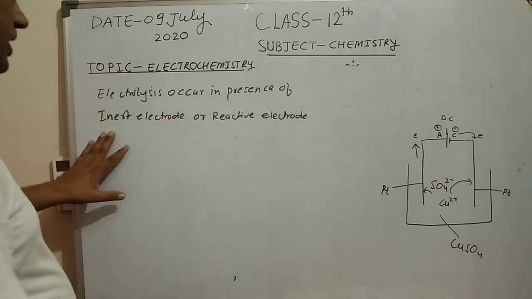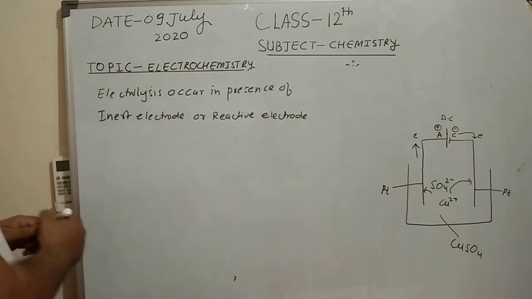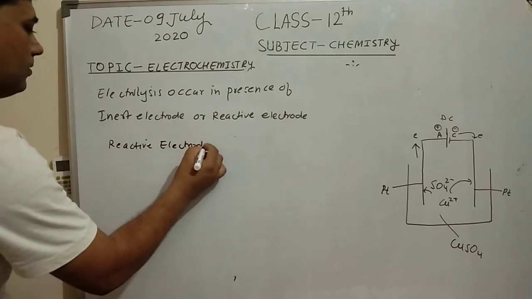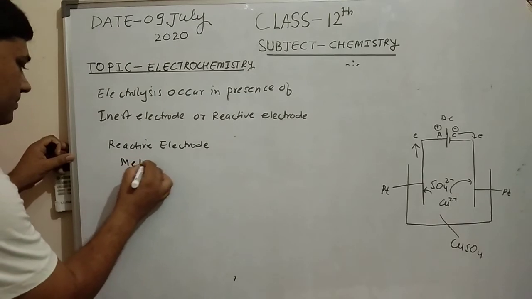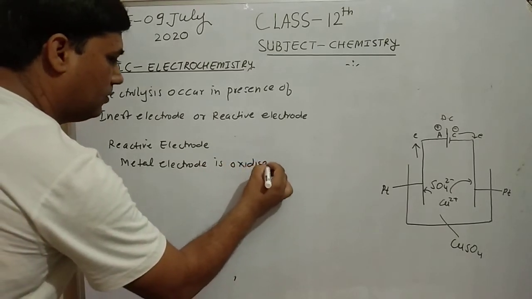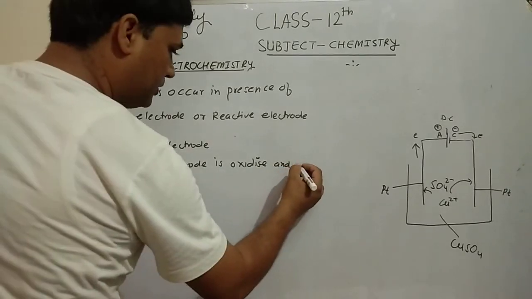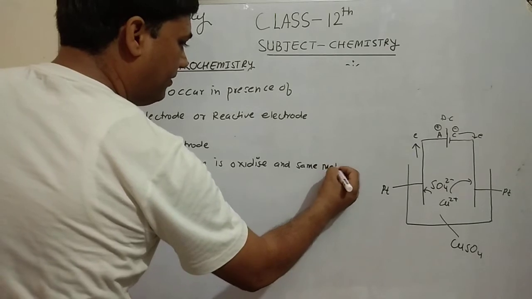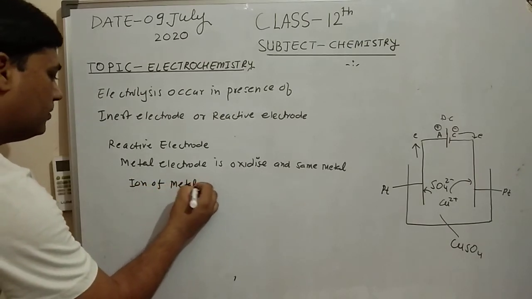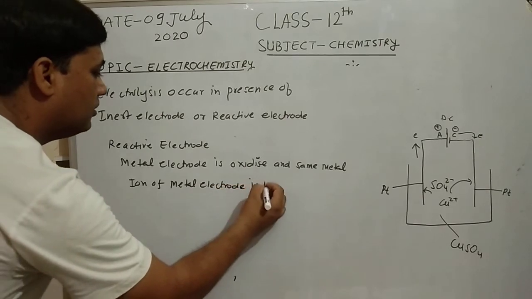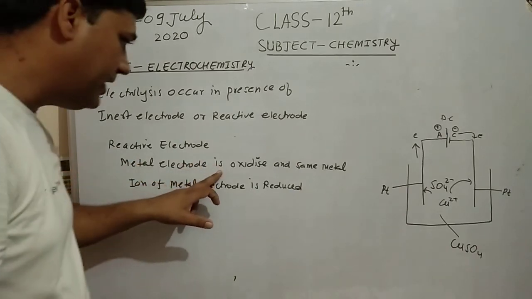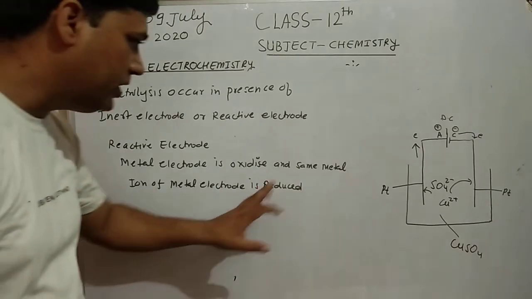Electrolysis occurs in presence of an inert electrode or a reactive electrode. In case of a reactive electrode, the metal electrode is oxidized and the same metal ion of the metal electrode is reduced.